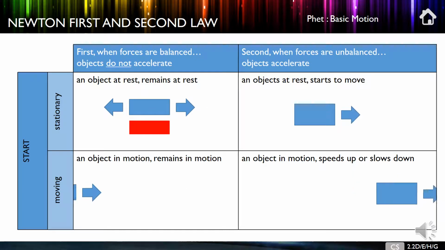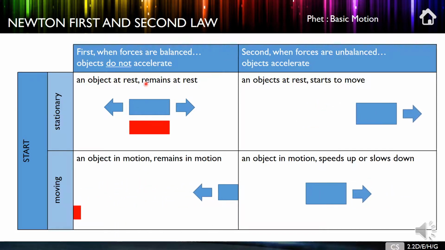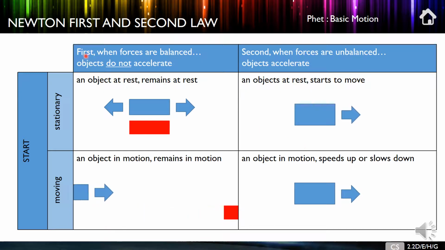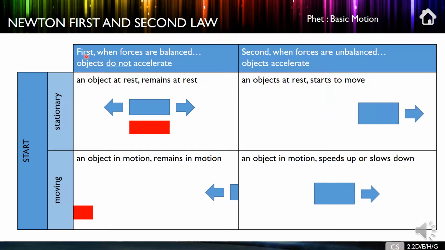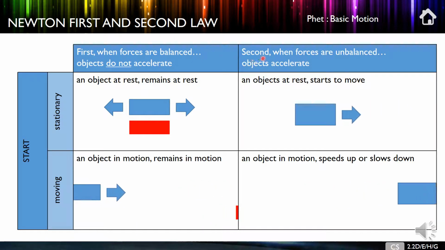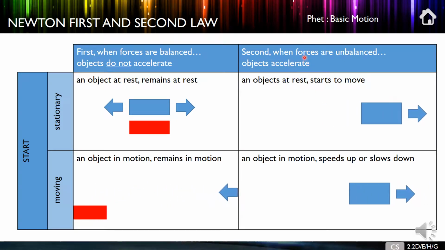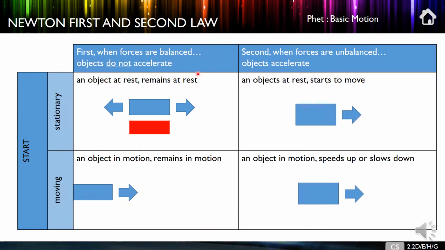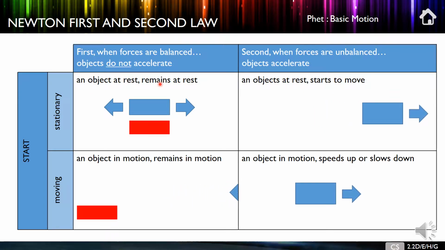So here we have the first two laws then. The first column here deals with the first law, and here is the second law. So the first law tells us what happens when forces are balanced. So it says when forces are balanced, objects do not accelerate. Second law says when forces are unbalanced, objects do accelerate. So this is the most fundamental way of stating it. So here an object at rest remains at rest. That's another way of saying the same thing.